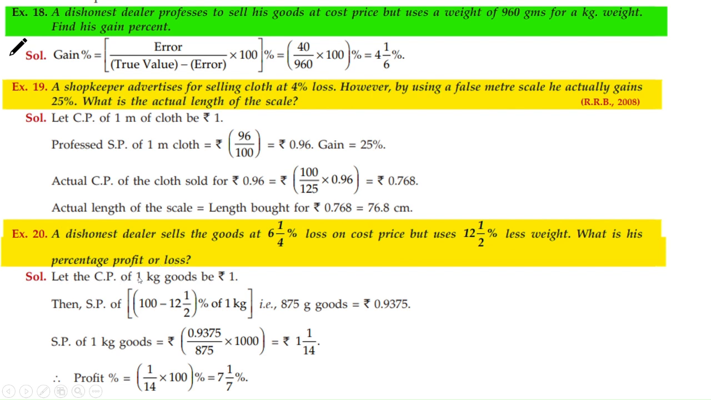Let the cost price of 1 kg goods be rupees 1, and then selling price of 100 minus 12 1 by 2% of 1 kg, that equals 875 grams goods, that equals rupees 0.9375. SP of 1 kg goods equals 0.9375 by 875 into 1000, that equals rupee 1 by 14. Then profit percent equals 1 by 14 into 100%, that equals 1 by 7%.